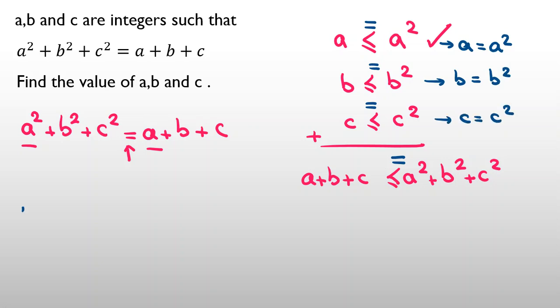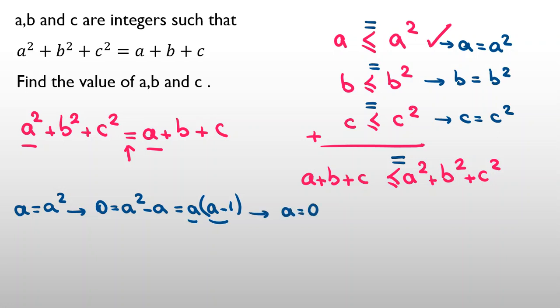Let's check one of them. If A equals A squared, you can take A to the right hand side: A squared minus A equals 0. If we factor, it is A times A minus 1, so A is 0 or A minus 1 is 0. Taking negative 1 to the right hand side, A is 1. So we conclude A is 0 or A is 1. Also, we can say this for B and for C. So each of them, A, B, and C, is 0 or 1.